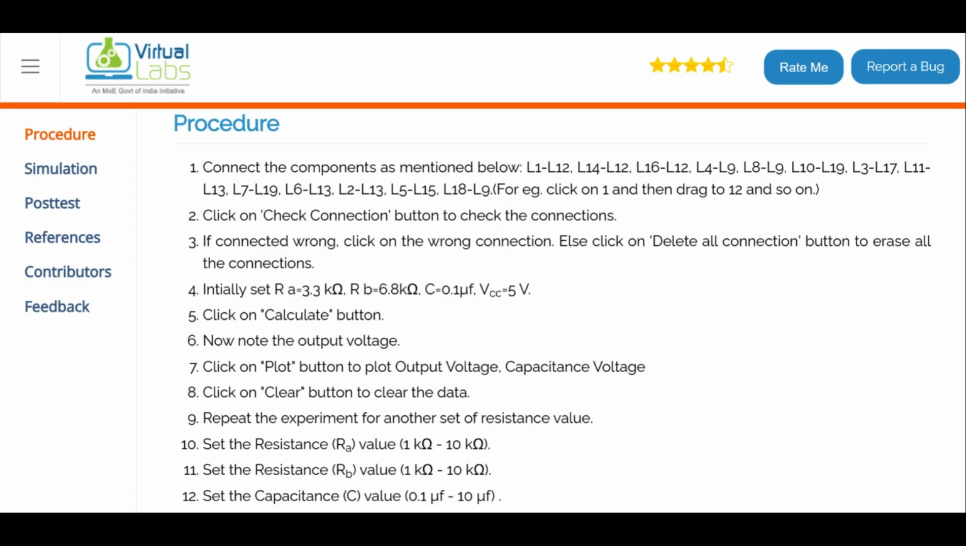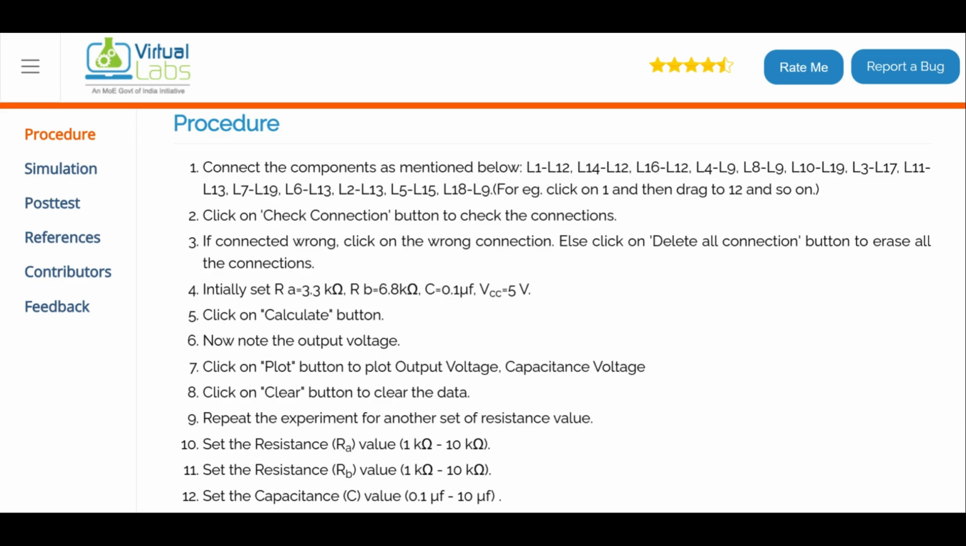Procedure. Connect the components as mentioned below. L1 to L12, L14 to L12, L16 to L12, L4 to L9, L8 to L9, L10 to L19, L3 to L17, L11 to L13, L7 to L19, L6 to L13, L2 to L13, L5 to L15, L18 to L9. For example, click on 1 and then drag to 12 and so on.